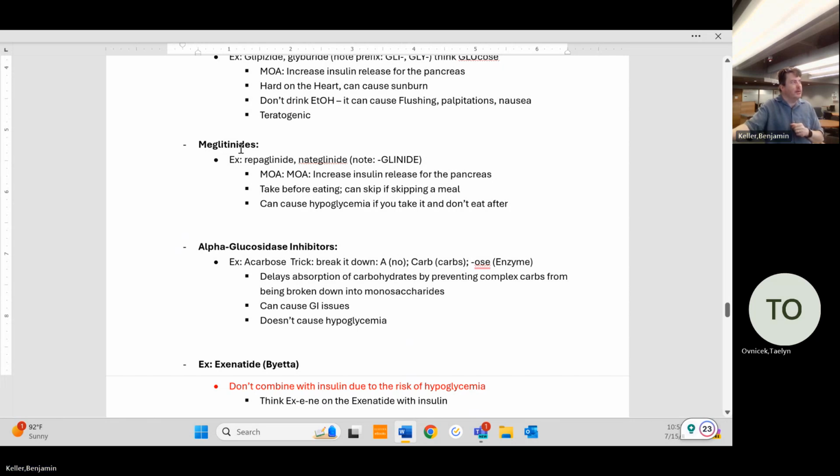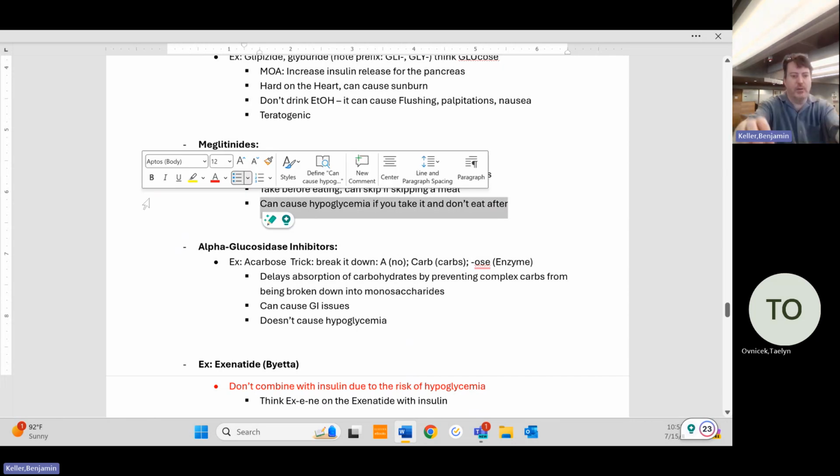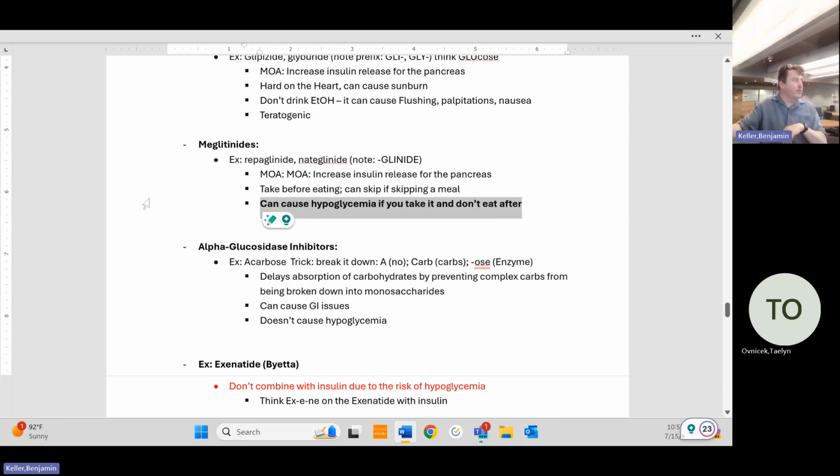Meglitinides, and you can look at the suffix here. It's glinide. And the mechanism of action is that it increases insulin release from the pancreas, kind of like most of these, right? So you can take it before eating. You can skip it if you're skipping a meal. It can cause hypoglycemia if you take it and you don't eat afterwards. So you want to know that. I'm going to go ahead and make that one a raffle.